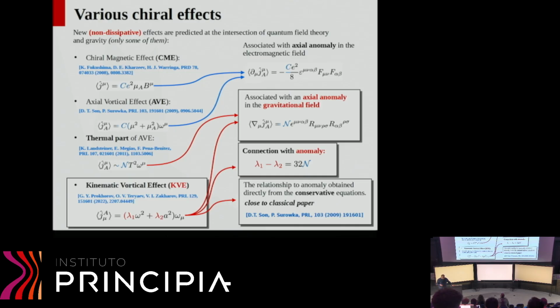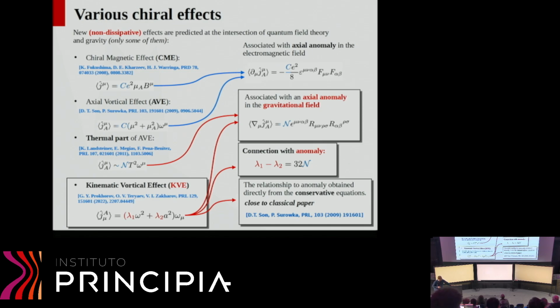And let me mention the result obtained a few years ago by us, that there is one more effect of the gravitational chiral anomaly, which we call the kinematical vertical effect. It arises in the third order in gradients. There are two terms. One is the vertical term, and the second term includes acceleration. And the correspondence with the anomaly is described by this formula. Here is the factor from the anomaly. So it splits between these two conductivities.